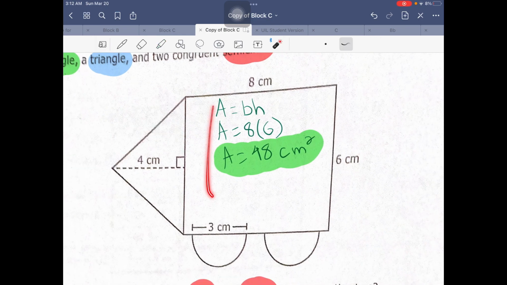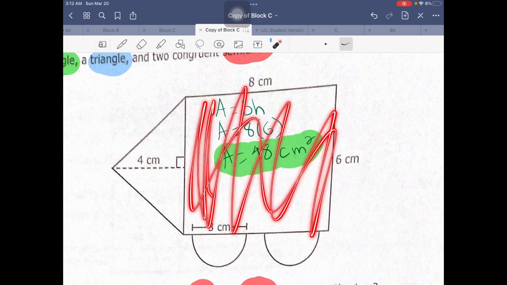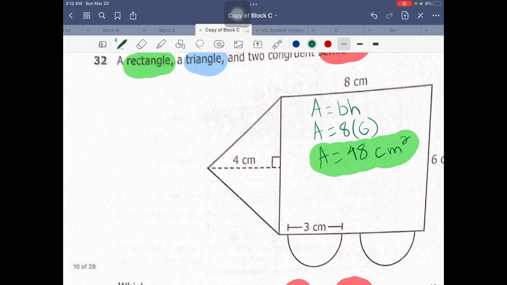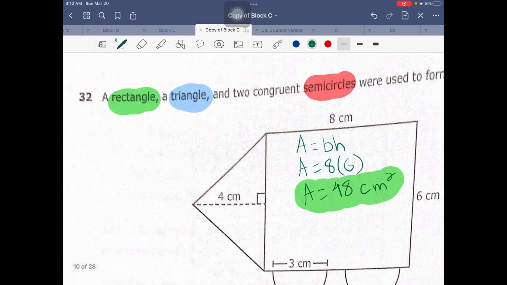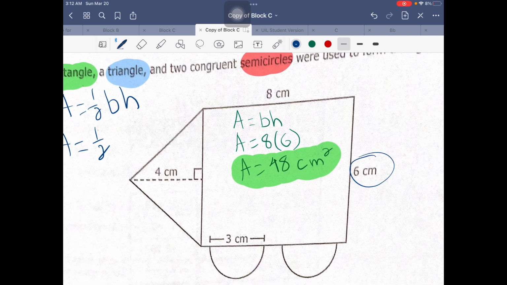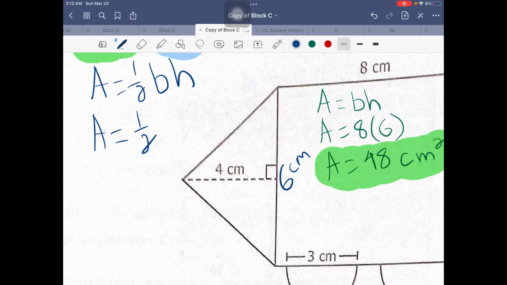For this area, for this sector, we already have it. Now let's find it for the triangle. How do I find the area for a triangle? Well, the area of a triangle, I find it by doing half base times height. So half of the base, because this one's 6, this is also 6 centimeters. The base is 6. The height is 4.